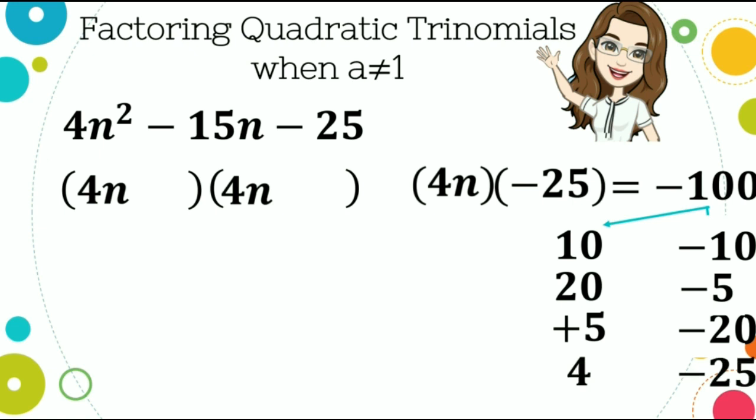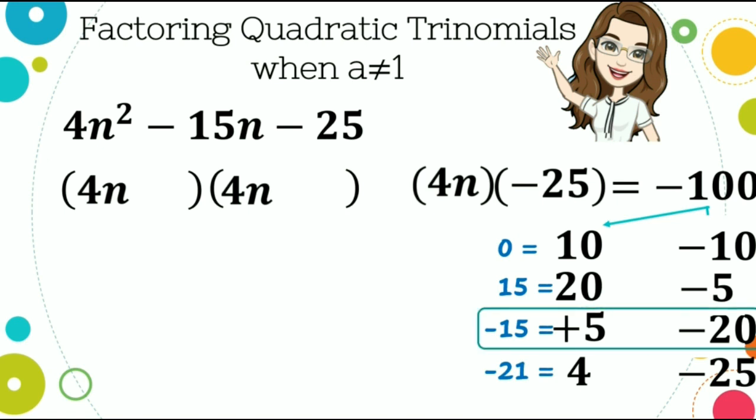10 plus negative 10 is 0. 20 plus negative 5 is positive 15. Positive 5 plus negative 20 is negative 15. 4 plus negative 25 is negative 21. Which factors will give you the sum that matches the middle term of the given? We need negative 15, and that is positive 5 and negative 20. So we will copy the factors.